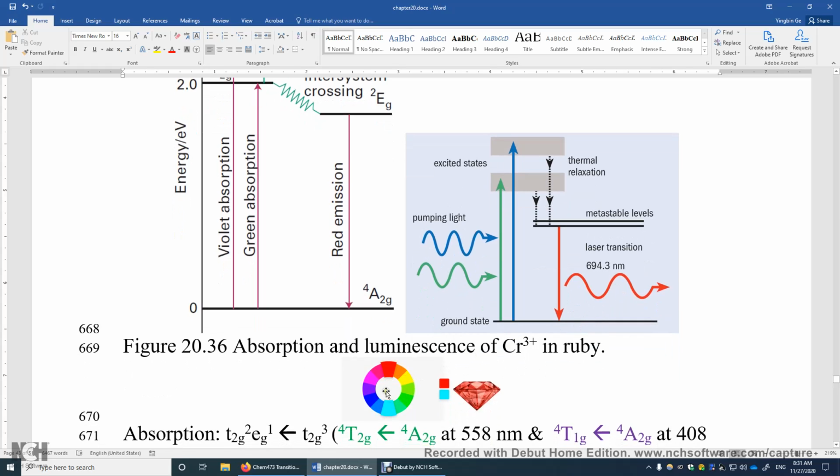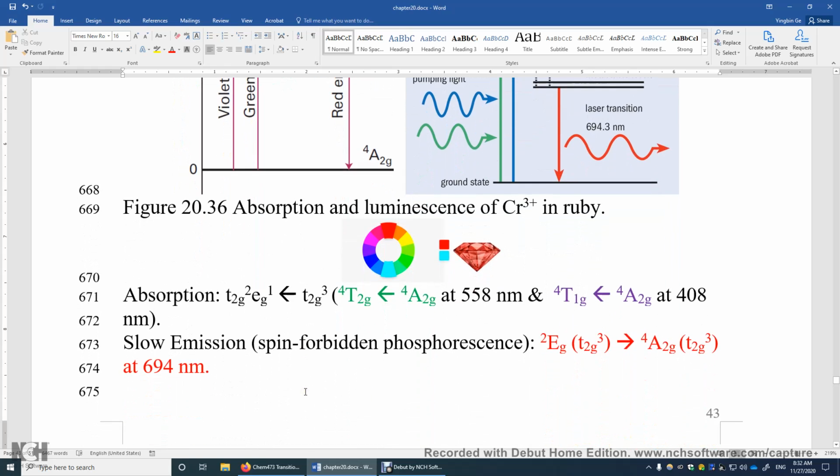This is the wheel of colors. When a material absorbs green light and violet light, this material will look like a color between these two. On top of that, this chromium 3+ emits red light. So this is ruby. That's why ruby is red.